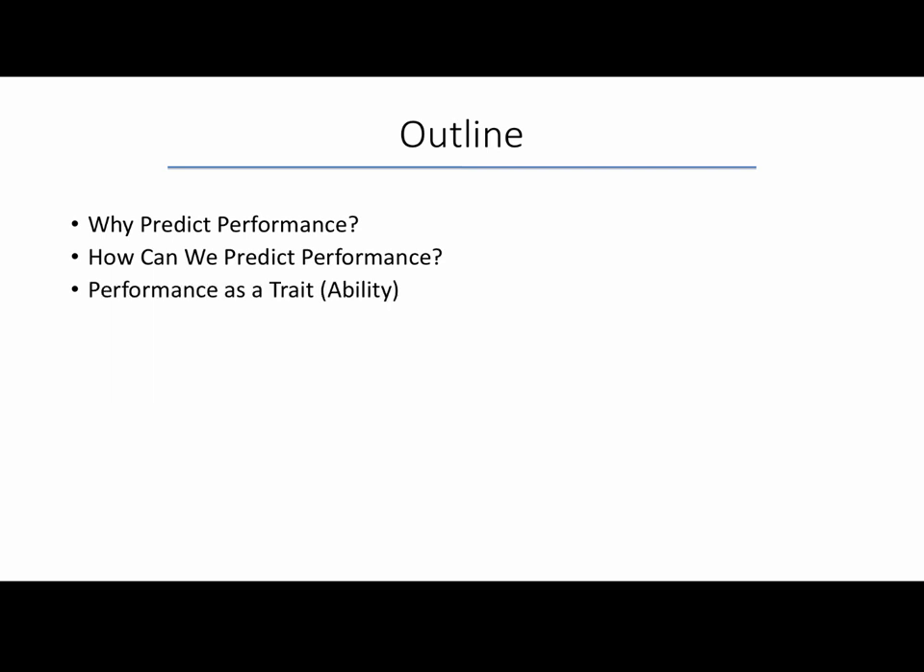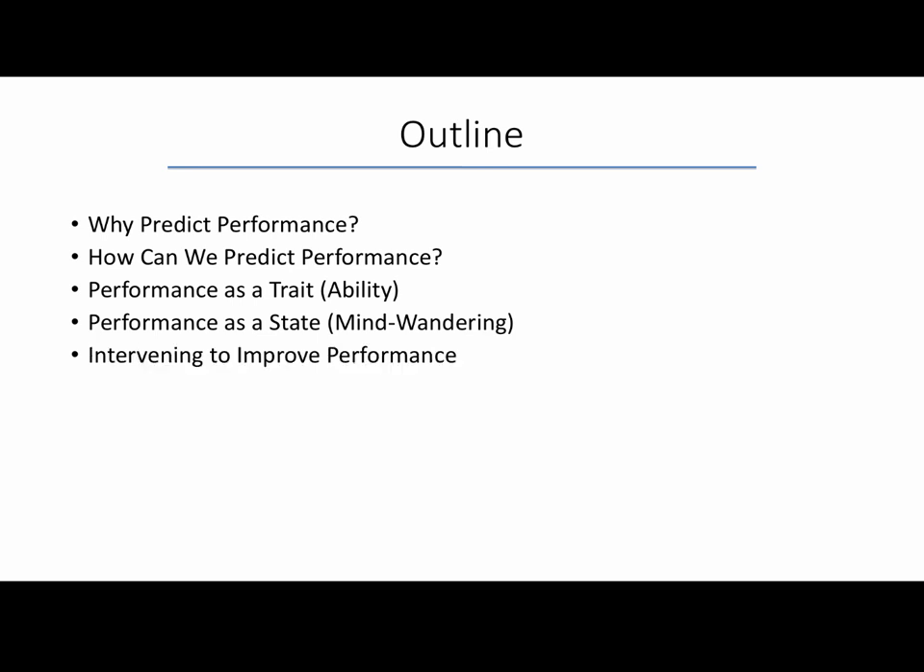And so along those lines, I'm going to talk about the following things. Why are we predicting performance? How can we predict performance? We're going to break that down into sort of performance as a trait, something that's stable over time, your inherent ability, and something that's a state, like mind wandering or sustained attention or task engagement that waxes and wanes in the same individual. And then we'll talk about intervening to improve performance.